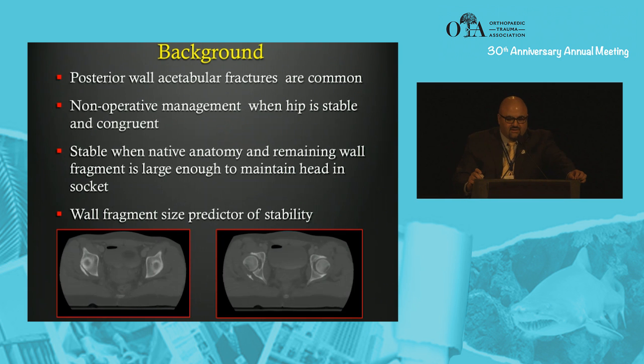So posterior wall acetabular fractures are common injuries that account for about 20 to 30% of all acetabular fractures. Non-operative management is indicated when the hip is stable, and the hip tends to be stable when the native anatomy and the remaining wall can keep the head within the socket. Routinely, we use wall fragment size to determine stability.